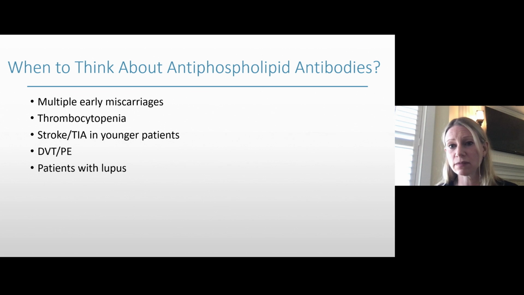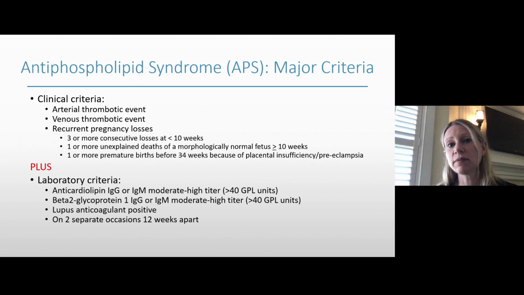About 30% of patients with lupus have positive antiphospholipid antibodies, and 30 to 50% of that subset of patients may actually develop antiphospholipid syndrome. So antiphospholipid syndrome, remember, is different from just being antibody positive in that to have the syndrome, a patient needs to have antibodies, but then also have clinical criteria.